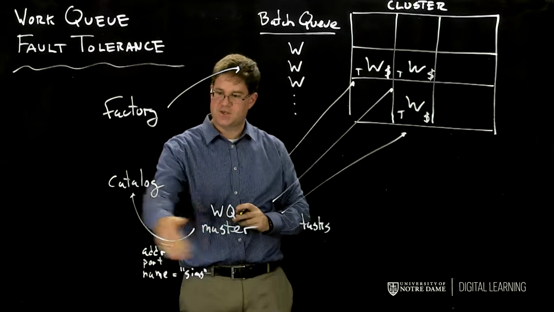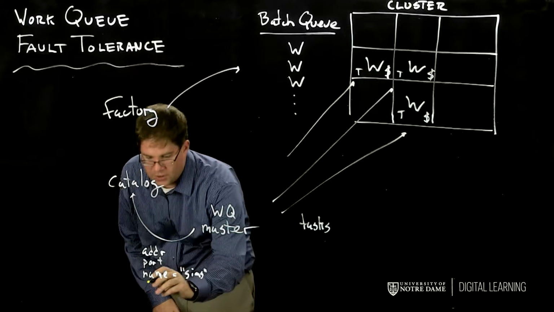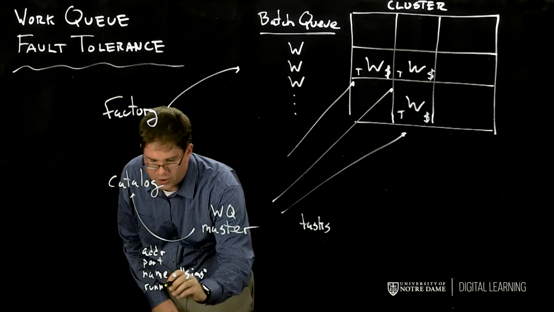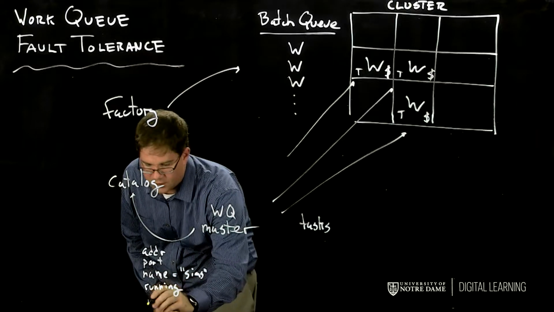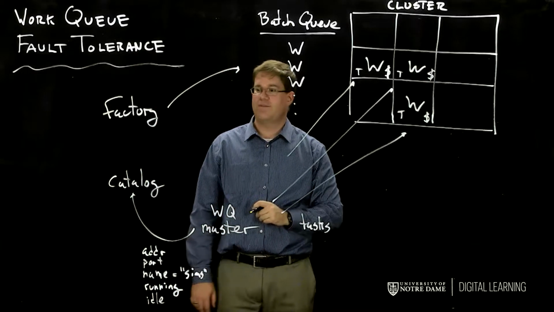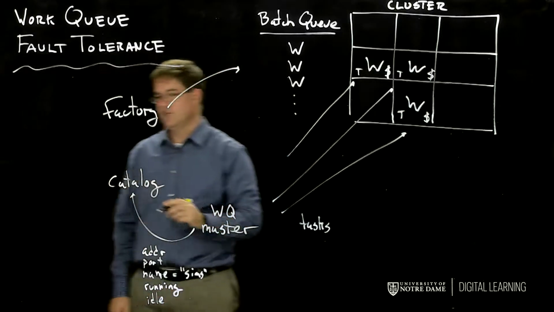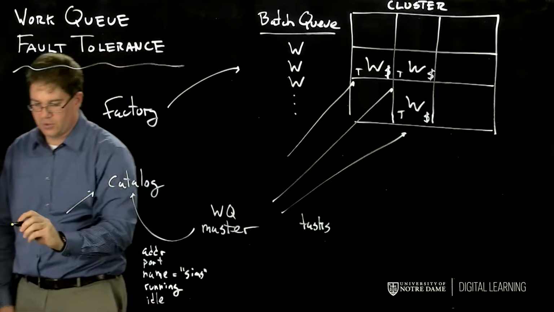Now, it turns out that this is a great place to advertise all sorts of information about what's going on. So this is also where the Work Queue master advertises how many tasks are running, how many tasks are idle, and all sorts of other performance information. And so if you ever care to see what's going on, you can just go to the catalog and get that information. And there's also a command that gives it to you, which is called work_queue_status.